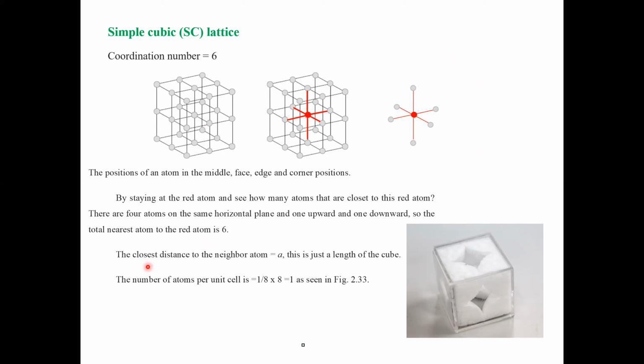How about if they ask you more? How about the closest distance? We have to calculate the distance to the neighbor atom. From here to here, how far is it? It's just the length of a cube, which is a. This picture here is a model that shows you that inside of the cell, the corner contains 1/8.